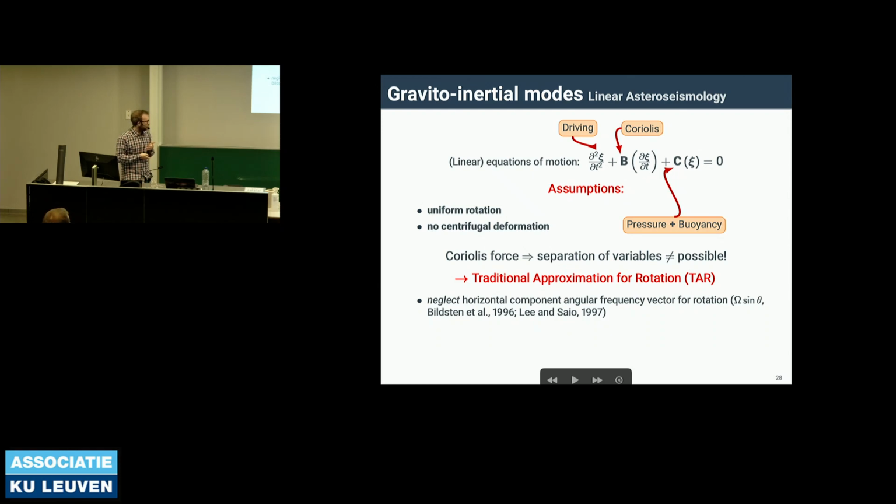However, one way of avoiding having to compute these sums of infinite terms of spherical harmonics is to use the traditional approximation for rotation, where we neglect the horizontal component of the angular frequency vector for rotation. And this then renders the separation of variables possible again, and then we can compute the angular parts of our eigenmodes using the Laplace tidal equations.